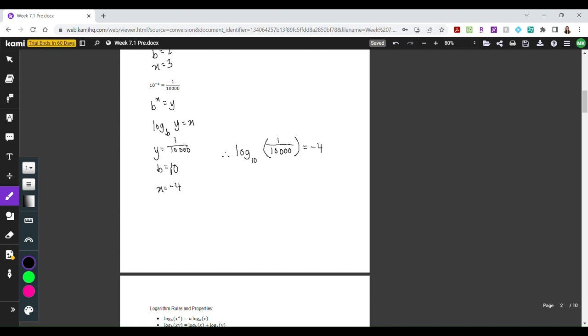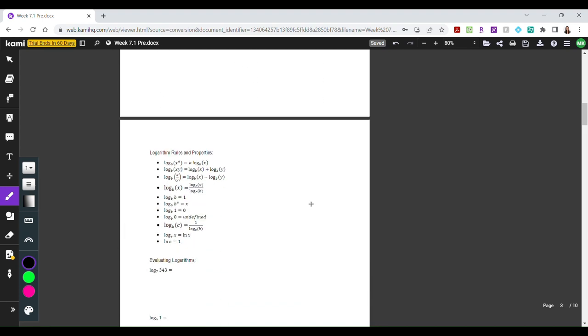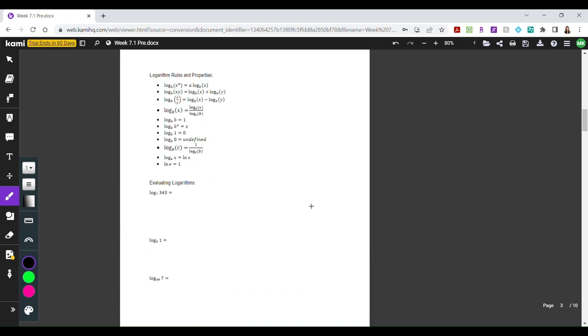Now, on to the next thing. With logarithms, we have some rules and properties that we must remember, so we're going to go over that right now.